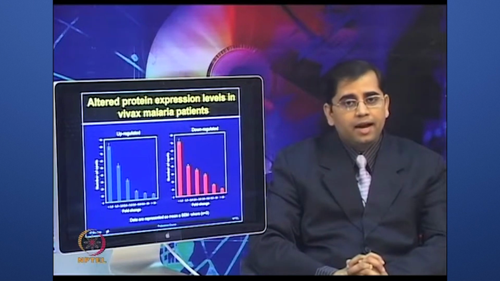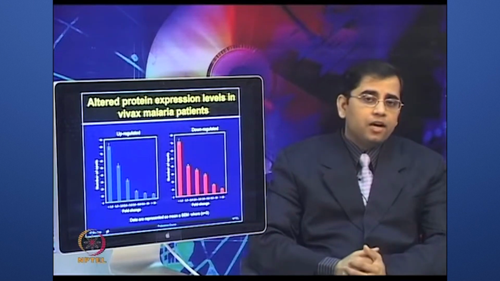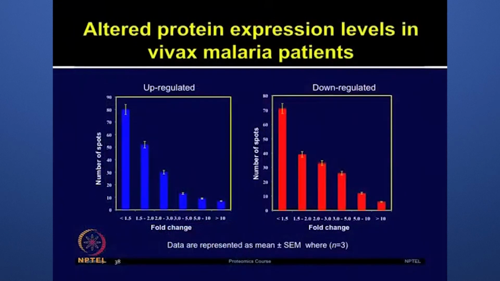Now, after completing the analysis, we were able to obtain a large number of proteins which were differentially expressed, and as you can see in this graph, there are proteins which vary in different ranges of the fold change. Many proteins show very little fold change, between 1 to 1.5 fold, and there are a few proteins which also show more than 10 fold up or down regulation.